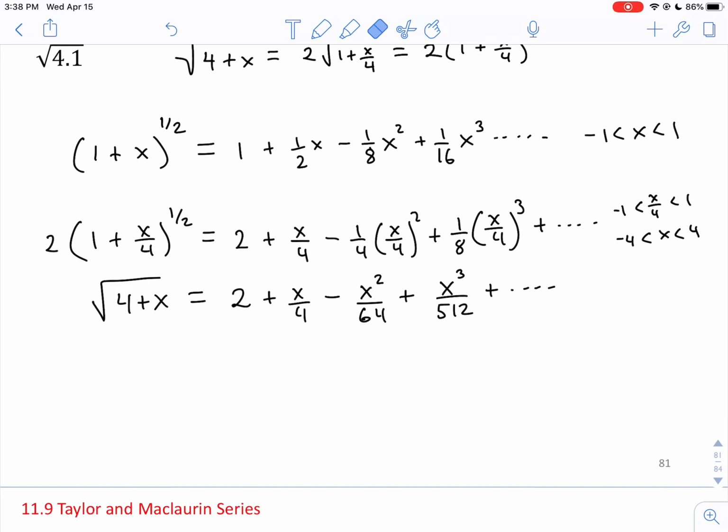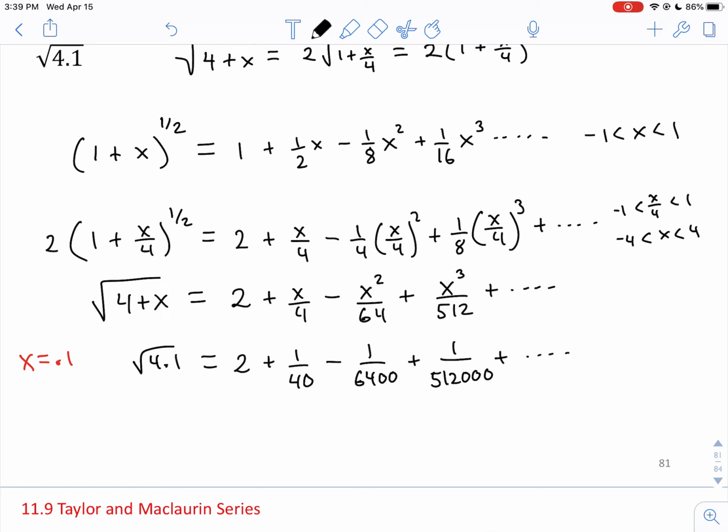Let's plug in x equals 0.1, and that yields the square root of 4.1 is equal to 2. Plug in a 0.1 here, that's 1/10. That's going to be a 1/40th, minus 0.1 squared, that's 1/100th. And 1/100th divided by 64 is 1/6400th. Plug in a 0.1 and cube it, that's 1/1000. So this would be 1 over 512,000. This is a series that will converge to the square root of 4.1.